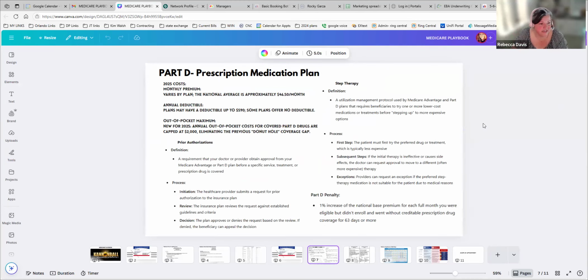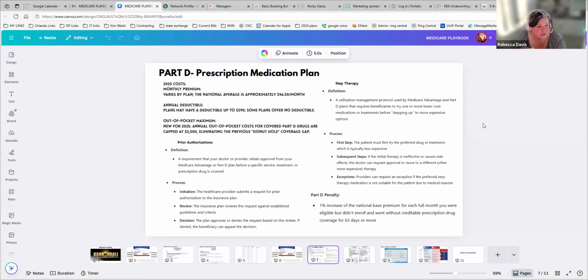Now, Part D, prescription drug medication. This is your Part D. There's been a lot of changes with Part D the last year. And if you're a new agent coming in now, Part D is actually way simpler for you to understand than it was for us when we had things called the donut hole that we had to explain. But one of the major changes for 2025 is the removal of the donut hole. So that's no longer a thing.